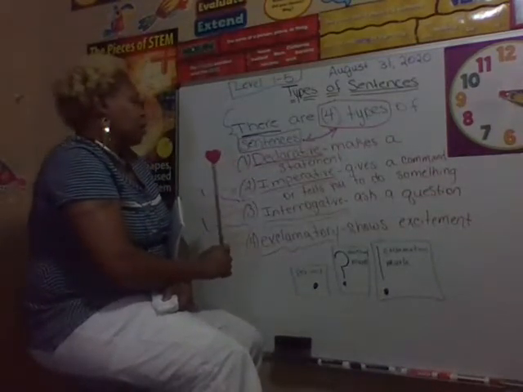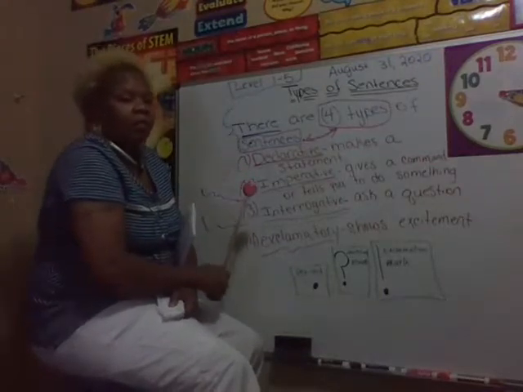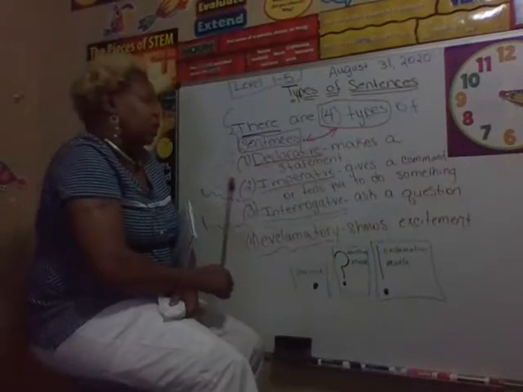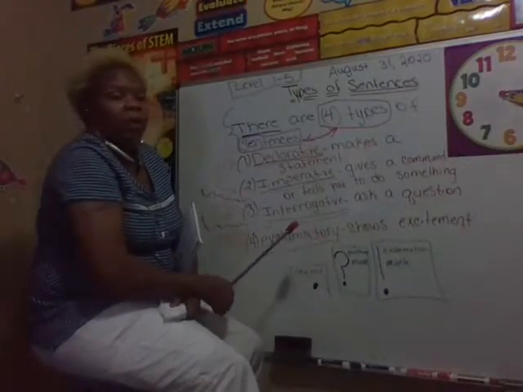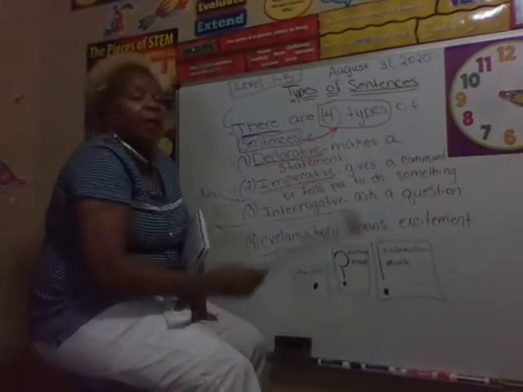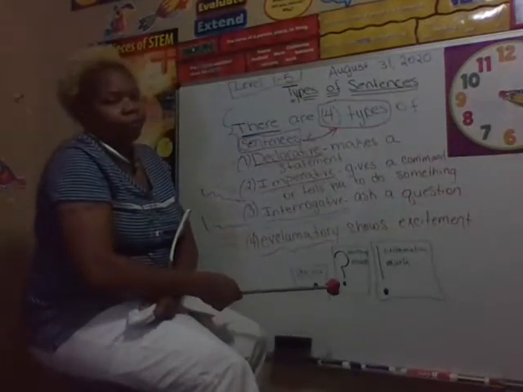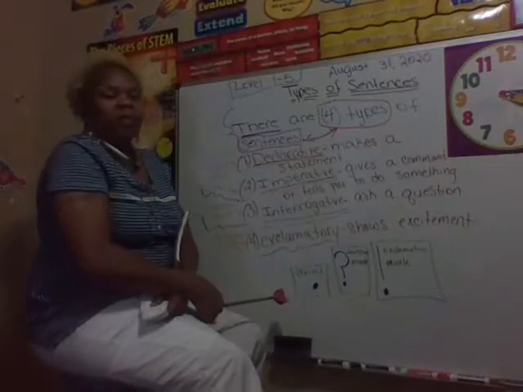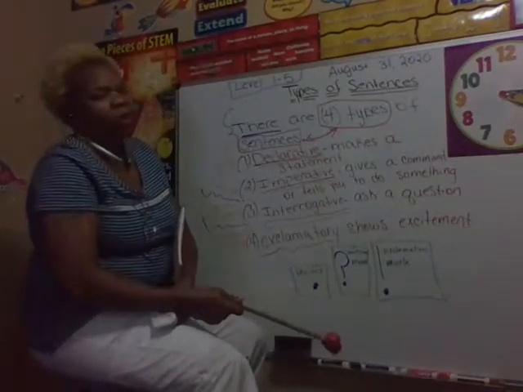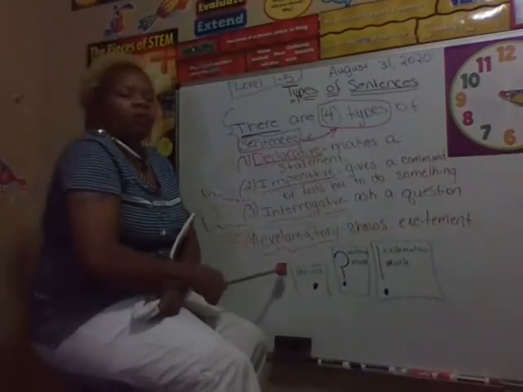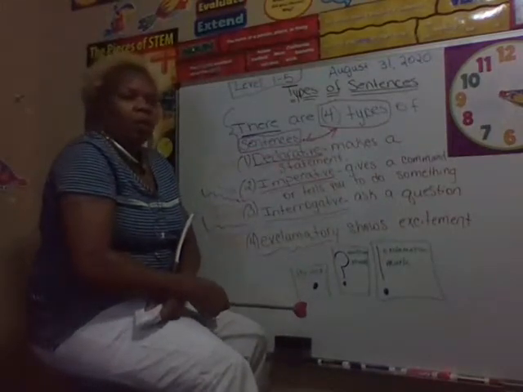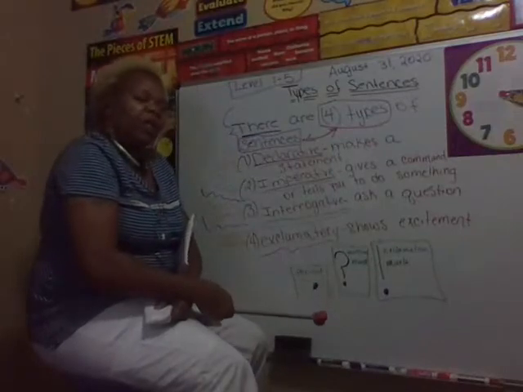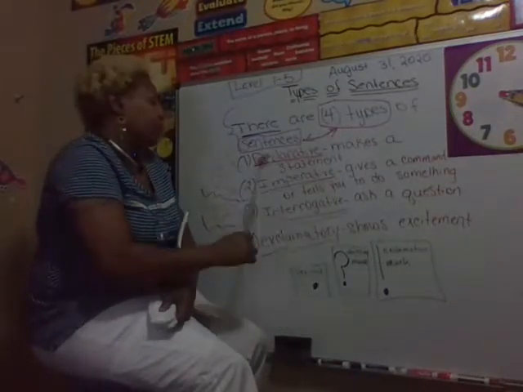Declarative simply makes a statement. It doesn't tell anybody to do anything of the sort. It just tells you something. Hey, my name is Joyce. I simply told you something. I'm teaching the homeschool class. I just told you something. I didn't tell you to do anything. I didn't say anything really important. I'm just letting you know what I'm doing. It's time to learn. I'm just telling you that it's time to learn. You get the idea? That word goes with declarative.